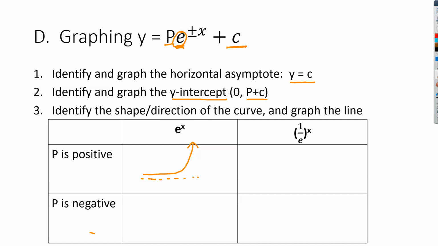Yeah, it's 2.71, so it looks like that. Now, if they write it like this, 1 over 2.71, that's less than 1. That's the one that looks like this. Okay? And then once again, if your number in the front is negative, it flips it upside down. So you guys should probably add these to your notes here. And I'll wait for you for a second. We'll graph a couple and we'll call it a day.